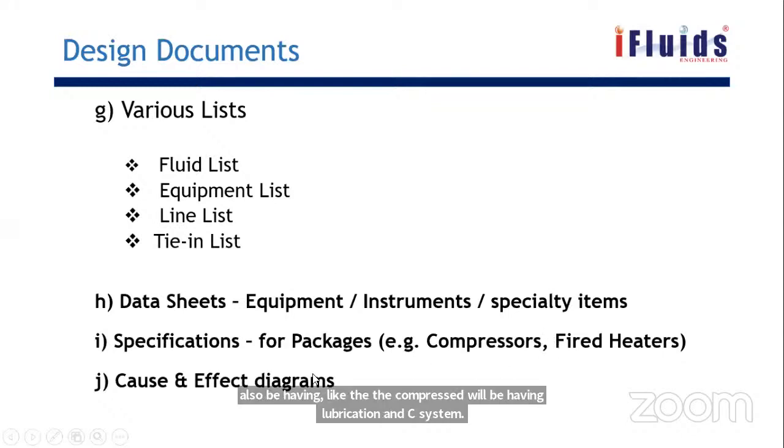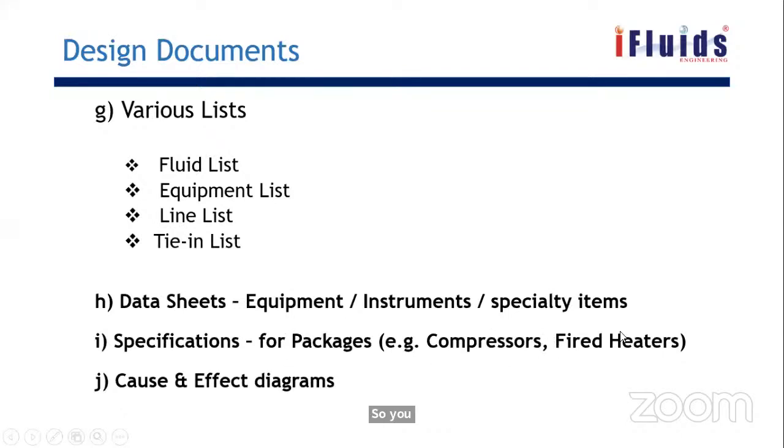So these will be considered as packages, and they will be completely supplied by the package vendor. Compressor means they will not provide only the compressor, but along with all the accessories to run the compressor safely. So this we will put as a specification and give it to the vendor. This is also indirectly a data sheet. Then the cause and effect diagram is a process document.